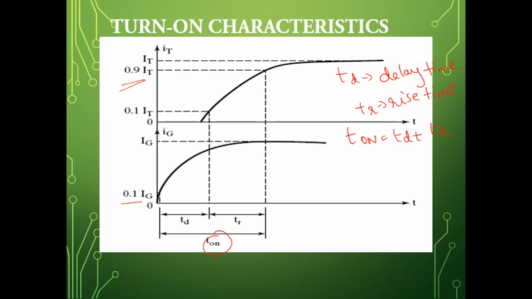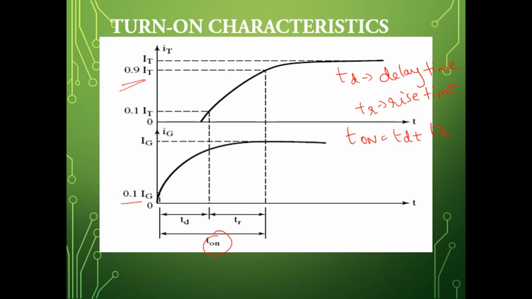Delay time is the time interval between 10% of the gate current to 10% of the thyristor current. So, you can observe 10% of the gate current to 10% of the thyristor current, whatever that duration is, that is delay time. Whereas rise time is the time interval between 10% of the thyristor current to 90% of the thyristor current.